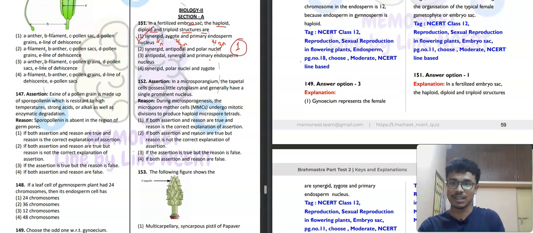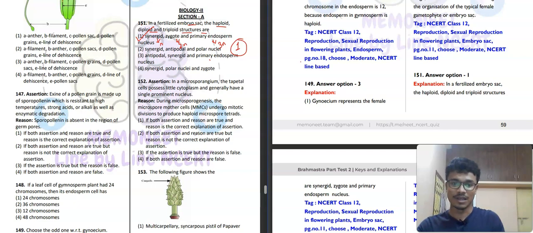Now we will also check the other options as well. In the second option, it is saying that synergid, antipodal and polar nuclei, all these are haploid. Now the next one, antipodal, synergid and primary endosperm nucleus. Antipodal and synergid are haploid, but primary endosperm nucleus is triploid. The last one, it is saying that synergid, polar nuclei and zygote. Synergid and polar nuclei are haploid, but zygote is diploid. So first option will be the correct answer for this question.